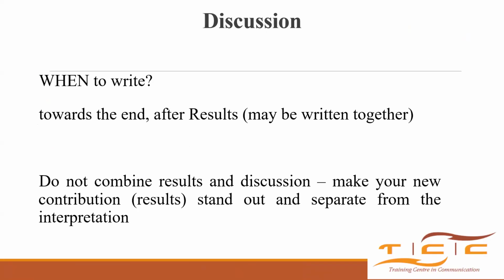If the journal requires you to combine the results and discussion as one section, then go and combine them, so that you write a result, interpret it, and then compare with other people. Then go to the next one. Write that result, interpret it, and compare. But if they require you to put results separately and discussion separately, don't combine them.